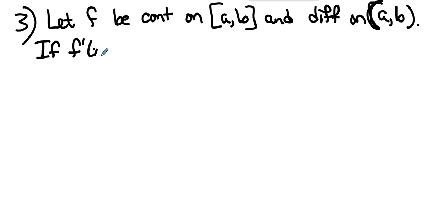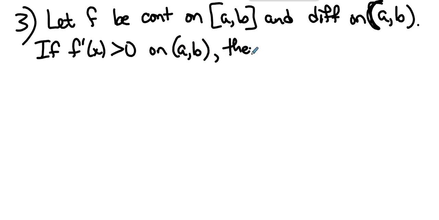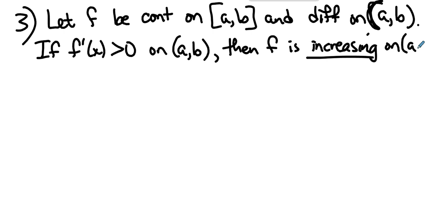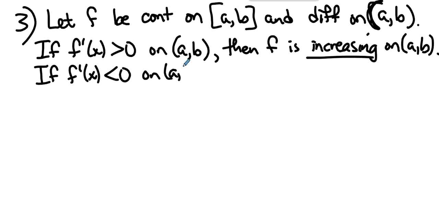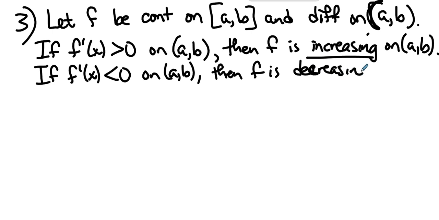If f prime of x is positive on the open interval AB, then f is increasing on AB. And if f prime of x is negative on AB, then f is decreasing on AB.